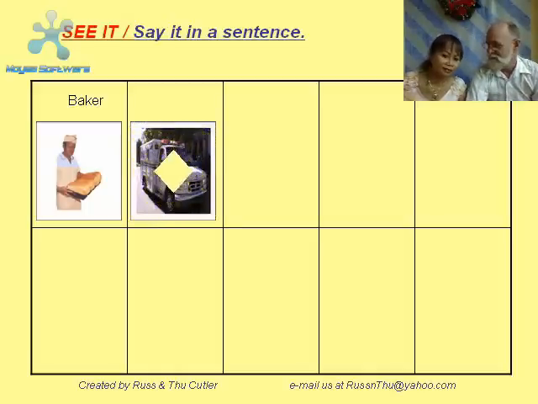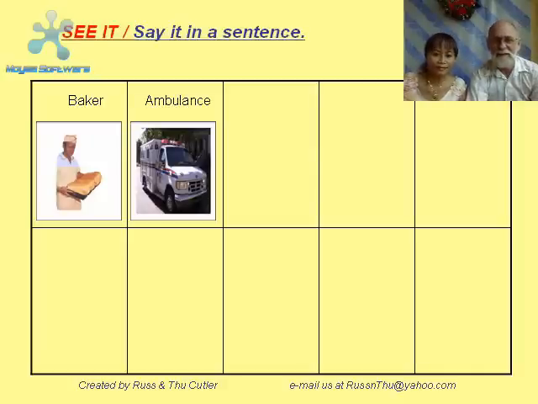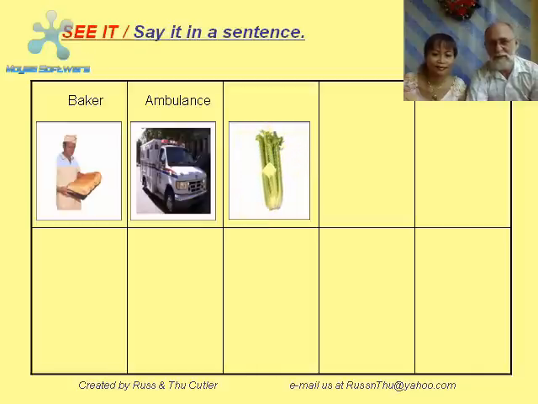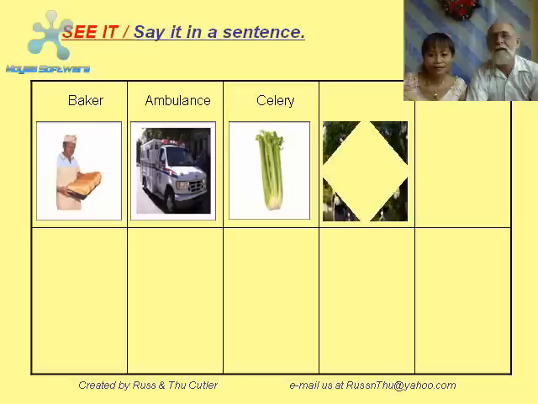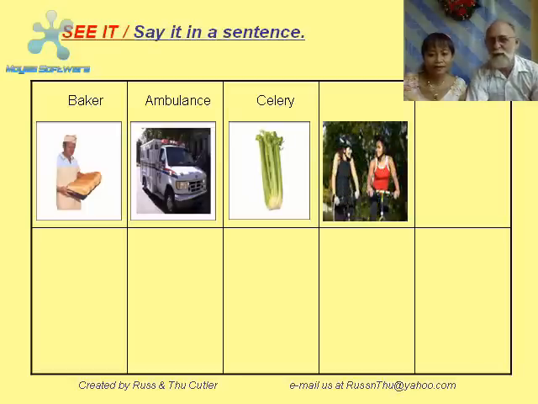Okay, this is an easy one. Ambulance. Next, kind of vegetable. I used to love that. That's called celery. Oh, we saw this one before. You and me trying together side by side. Beside.